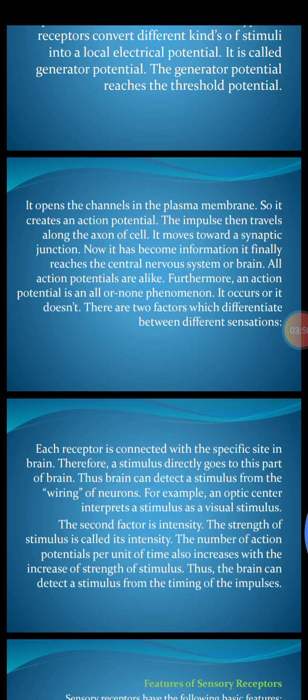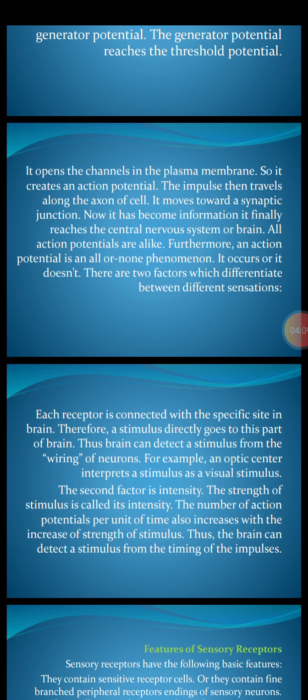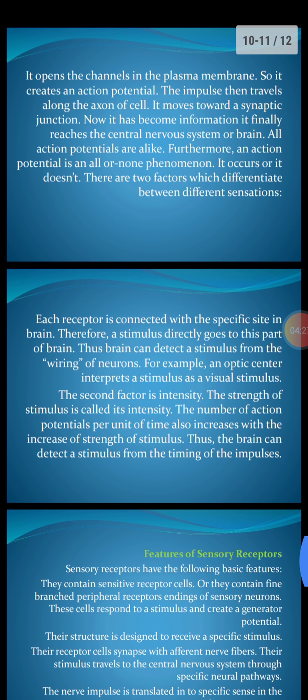Each receptor is connected with a specific site, an area in the brain. Therefore, a stimulus directly goes to this part of the brain. Then the brain can detect a stimulus from the wiring of neurons. For example, the optic center interprets a stimulus as a visual stimulus, which helps in vision. The second factor is intensity. The strength of a stimulus is called its intensity. The number of action potentials per unit of time also increases with the increase in strength of the stimulus. The brain can detect a stimulus from the timing of the impulse, from the time it is taking messages.